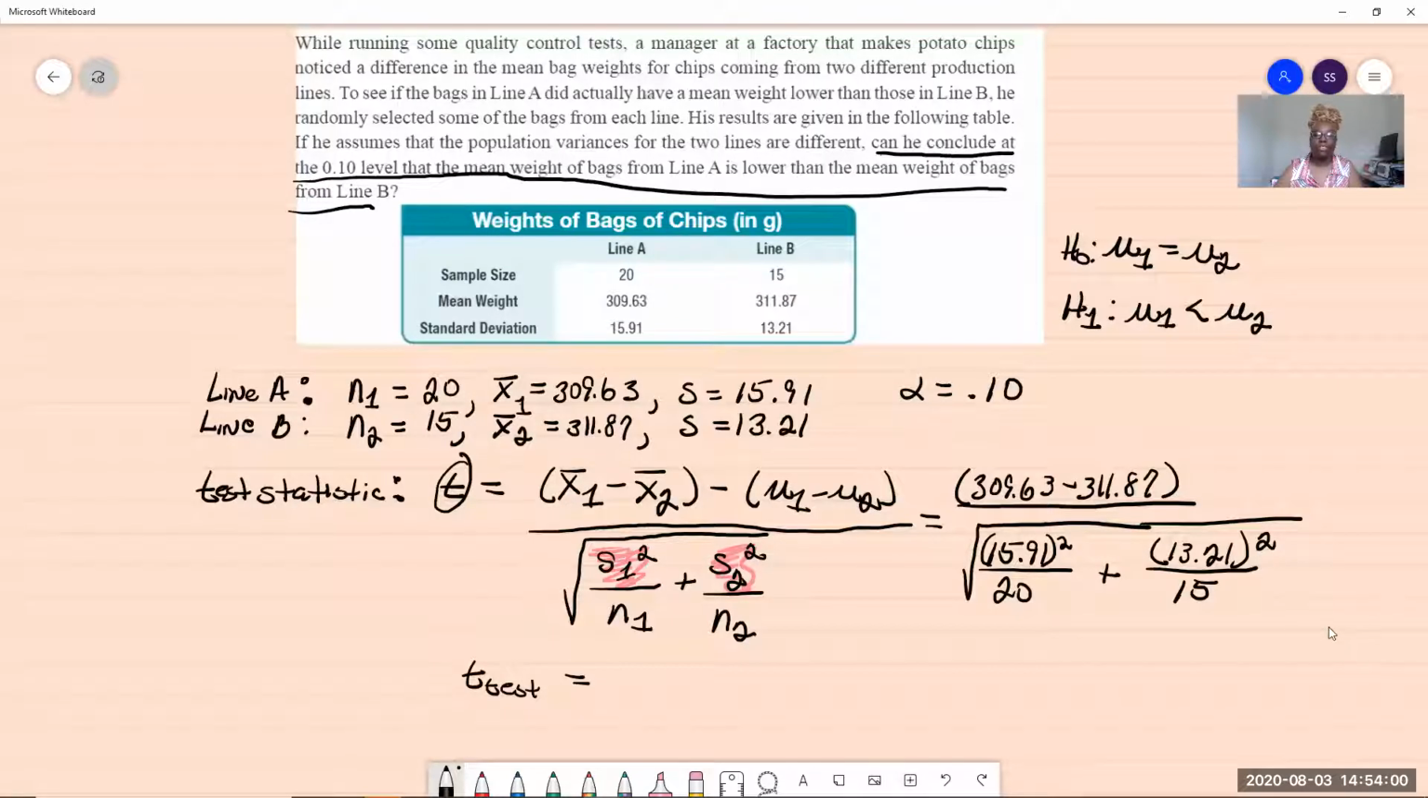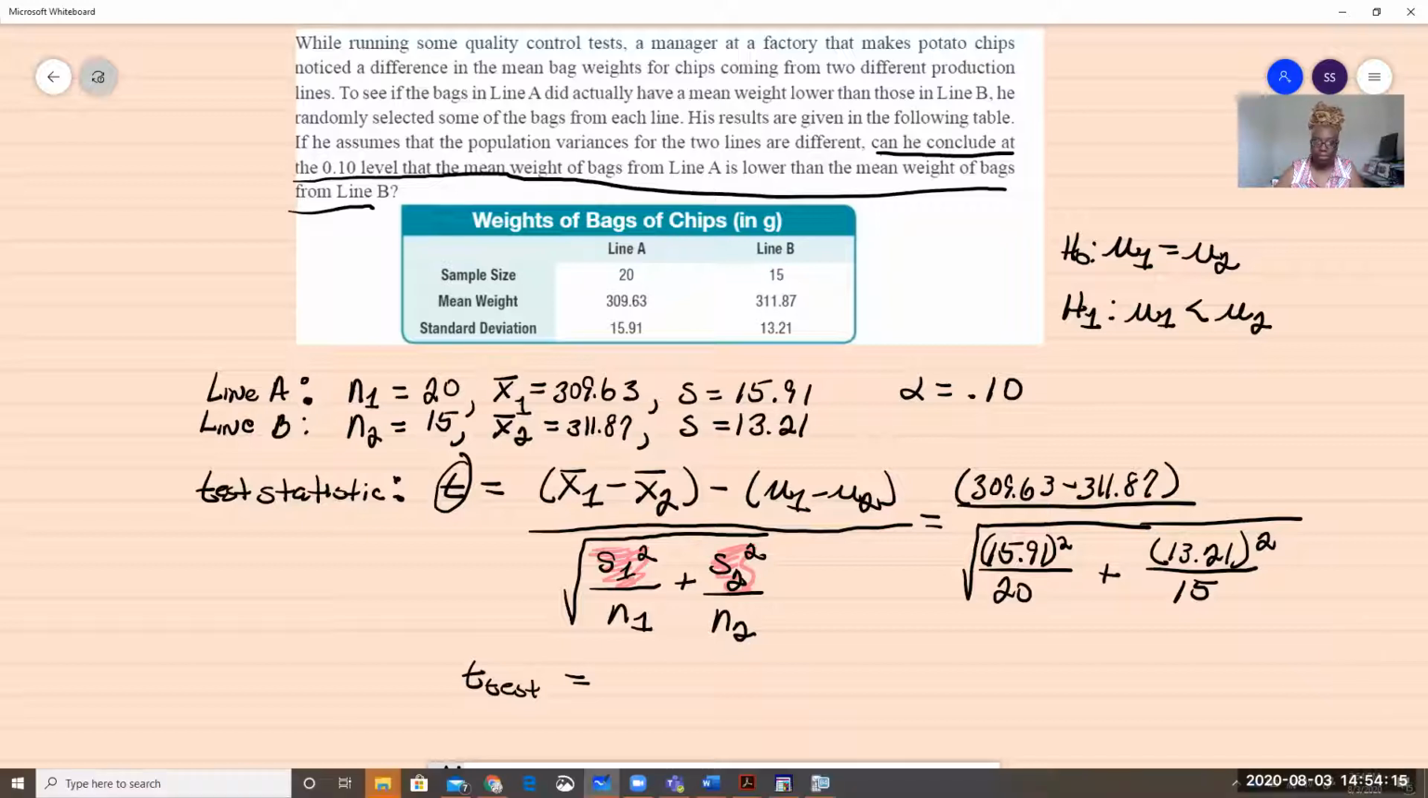I didn't want to make the video longer by having you watch me put in the numbers, but as you can see, 309.63 minus 311, all over that stuff. I just plugged in all the numbers, which you can do on your own. Now let's click over to our calculator and find out what our test statistic is.